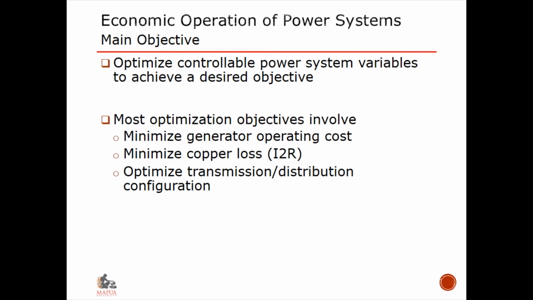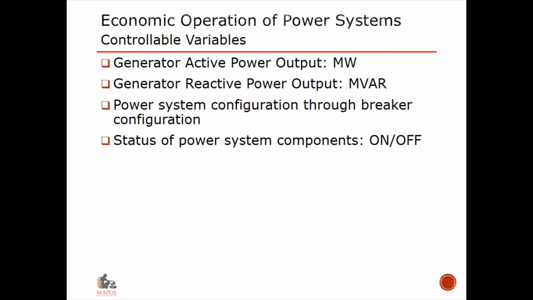Now, what are the variables that you can control so that you can economically operate a power system? Generators' active power output, which is their megawatts. You can also control a generator's reactive power output, or their MVAR, so that you can improve power flow. Power system configuration through breaker configuration is a more difficult optimization scheme because you can't do it dynamically every so often, where you have the status of power system components to be on or off.